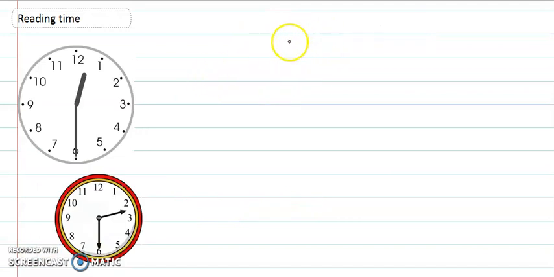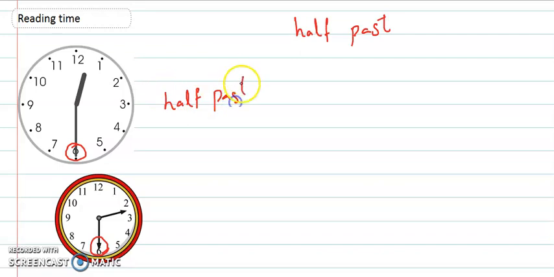The next vocabulary word is half past. You use half past when the minute hand is at 6. Like here in this diagram you can see the minute hand is at 6, and in this diagram the minute hand is also at 6. So the vocabulary word to read the time will be half past. For this one it is half past, and this one is also half past.